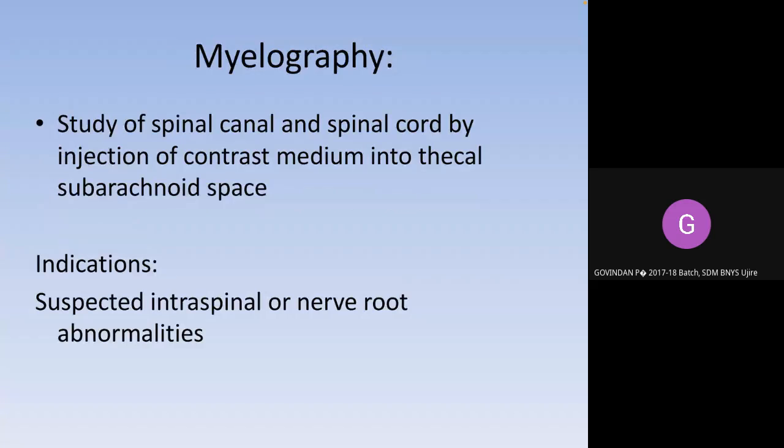Indications. What are the indications? You suspect there is a disc prolapse, nerve root compression, or an intraspinal lesion. What is the ideal thing you want to do if you are suspecting a nerve compression or a disc prolapse? Investigation of choice. This patient is having a nerve impingement. You want to do one test. This is the ideal investigation of choice. No, investigation. Physical examination is clinical. Investigation of choice.